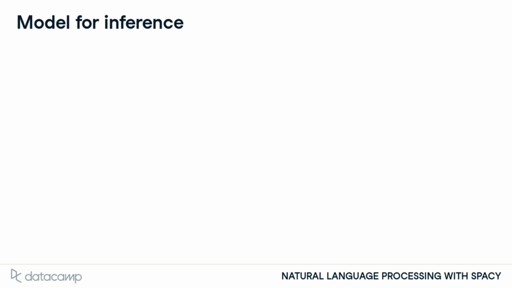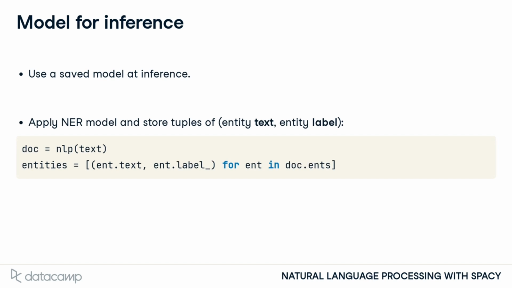Once a trained model is saved, it can be loaded as nlp. Then, we can use the model to find entities of a given text.